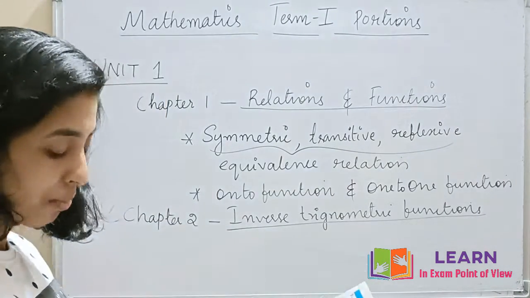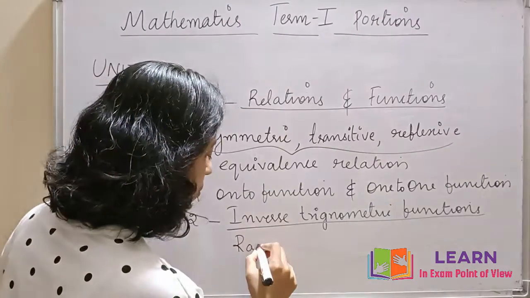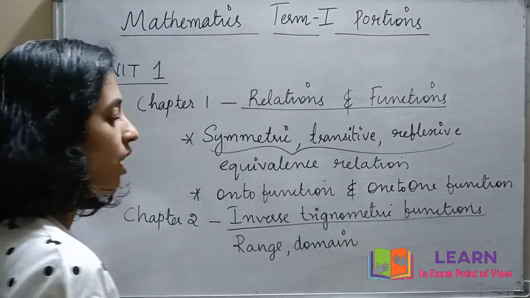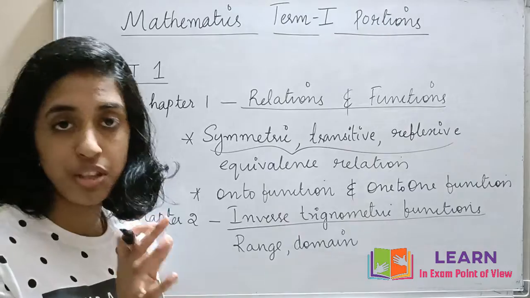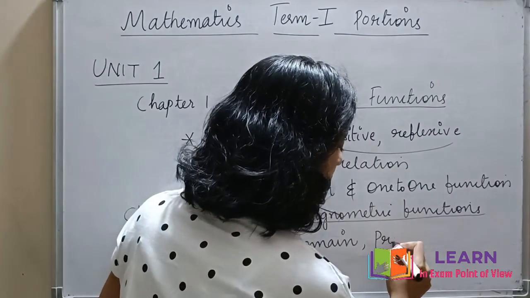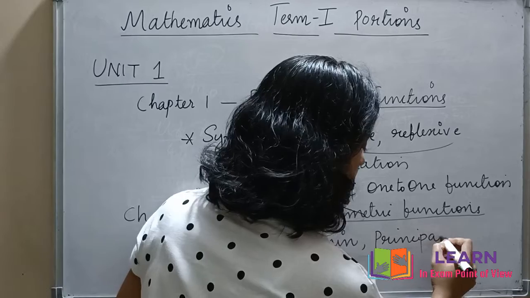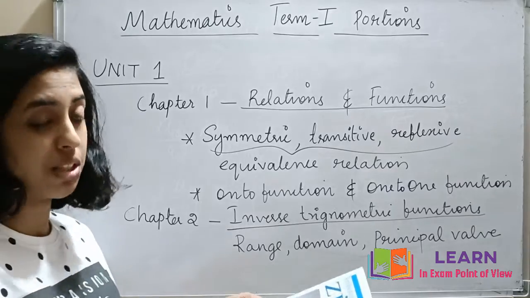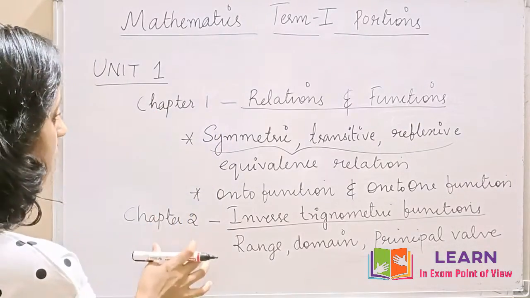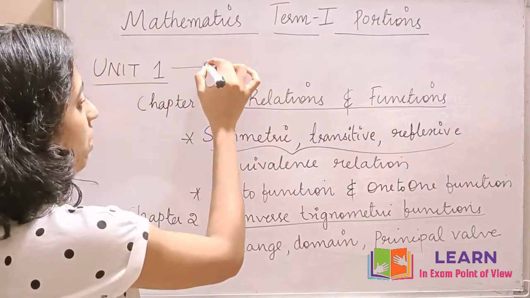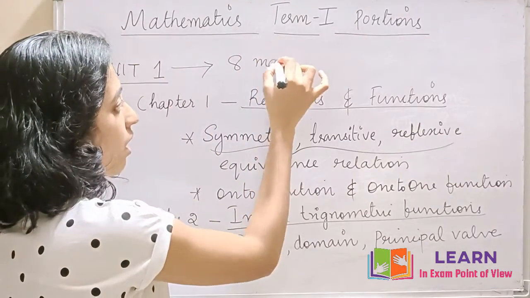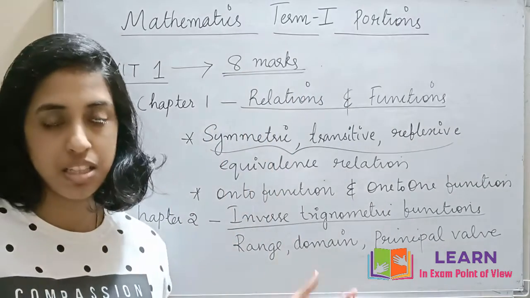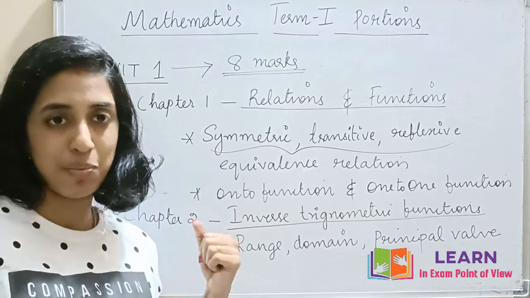Definition you should know. You have to know what the range is, what the domain is. Then principal value, which is a sure question. You should know how to calculate principal value. So: range, domain, principal value. These are the two chapters from unit 1, and unit 1 carries 8 marks. Its weightage is 8 marks. So study this concept well from these two chapters.